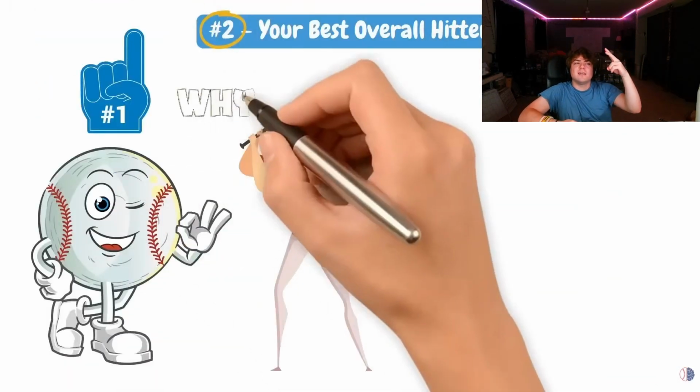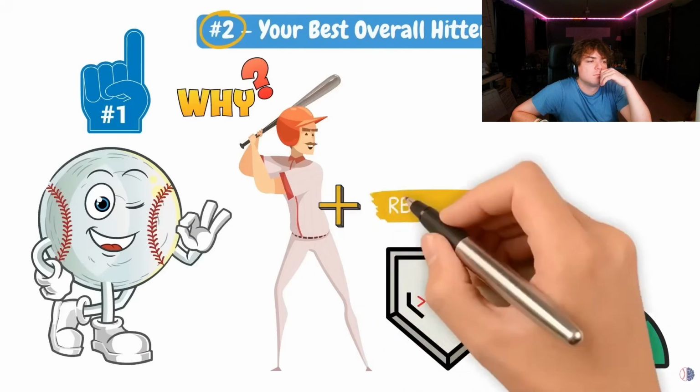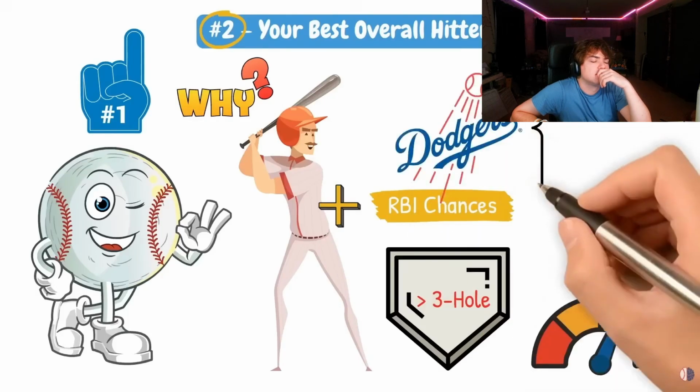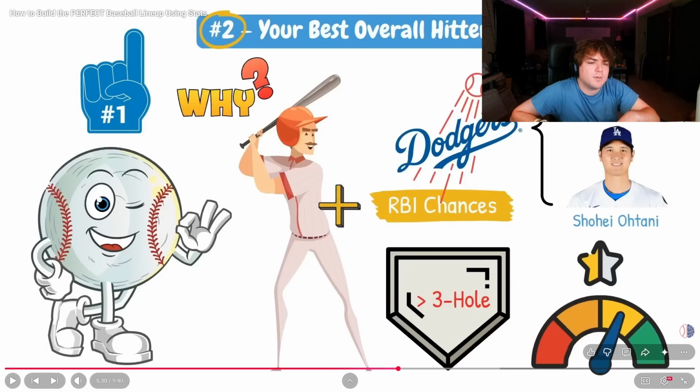2 for 2, chat. They come to the plate more often than the 3-hole, and get nearly as many RBI chances. For example, the Dodgers often bat Mookie Betts or Shohei Ohtani here for this exact reason. That's cap. Shohei always hits first.